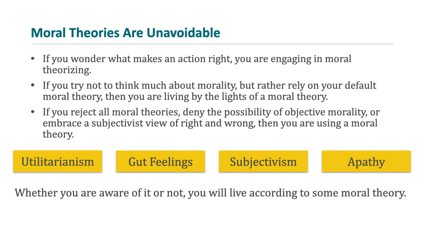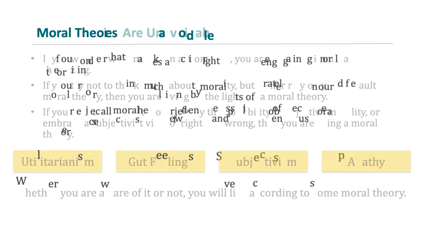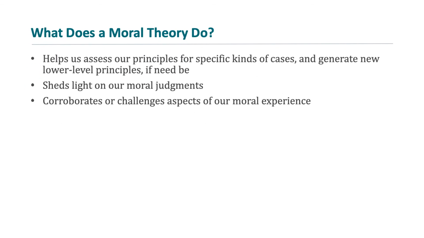So if you ask, well, what do moral theories do? Well, moral theories, as you develop them, help us assess our principles for various different kinds of cases, and then they help us generate new principles to live by if we need to. They also shed light on our various moral judgments and help us realize whether or not those moral judgments are sound. And then they corroborate or challenge various aspects of our moral experience.